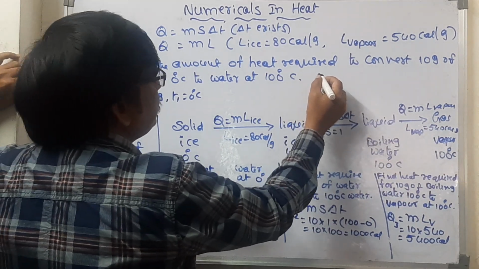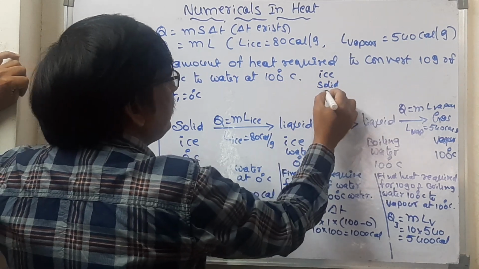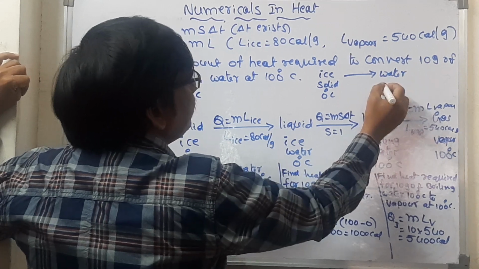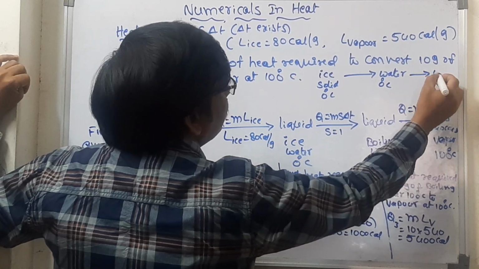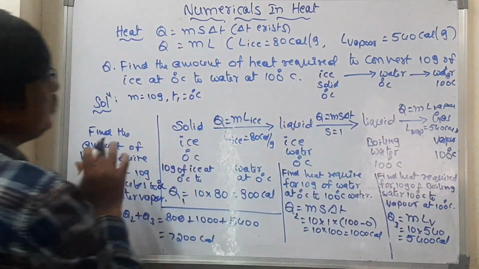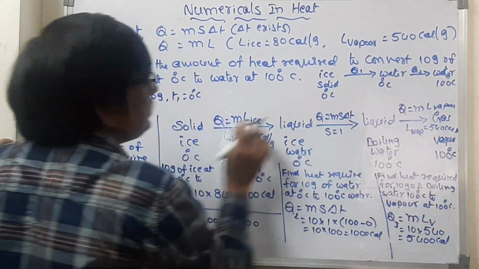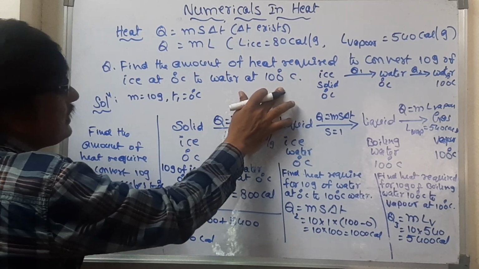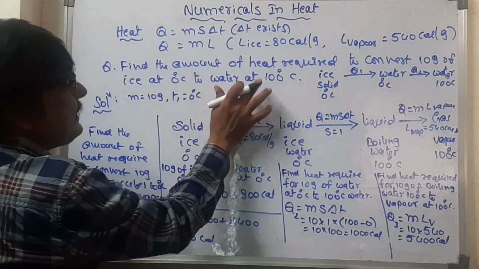First, the ice cubes, which state? That is a solid state. Then afterwards, at 0 degree Celsius, they will convert into water at 0 degree Celsius. And again, when we are heating that water, it will become water at 100 degree Celsius. So what should we do? We have to apply the formula 2 times. This is Q1 and this is Q2. Do you understand that? If it is given 0 degree Celsius to water at 0 degree Celsius, then we will use another formula. But it is asked 0 degree Celsius to water at 100 degree Celsius.